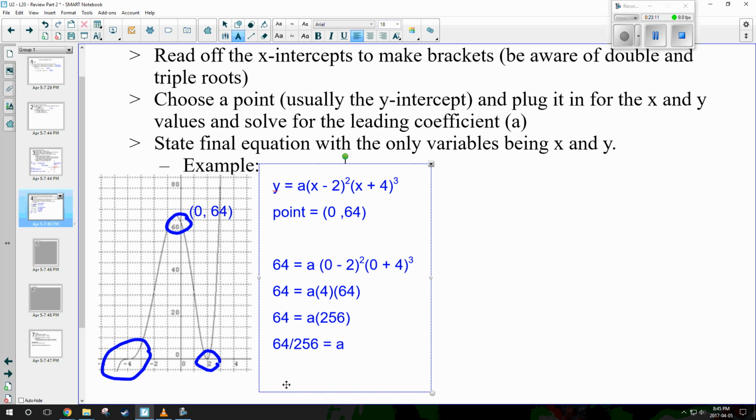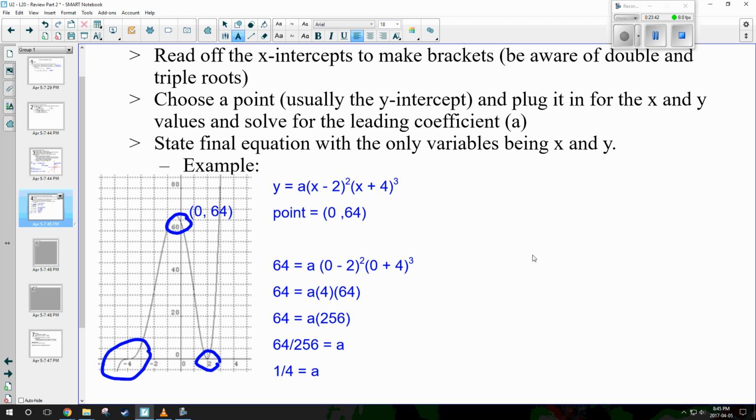Now when there's a fraction like this, you should always try and reduce it. Please don't put it into decimals unless it's a very nice decimal, meaning that it only has 1 or 2 decimal places. So in this case, let's reduce our fraction. If we divide both top and bottom by 64, we get the fraction of 1 over 4. So we know that our leading coefficient is a positive 1 over 4.